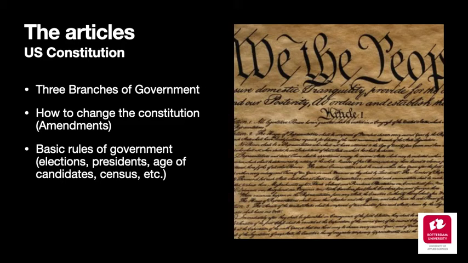These are essentially several articles that describe what the government looks like and how it will function. So it establishes three different branches of government, and then it also says how laws can be made, but also how the Constitution can be changed, and it sets up basic rules for the state. For instance, how a president can be elected, the age of the candidates, the census or the counting of the people, etc.